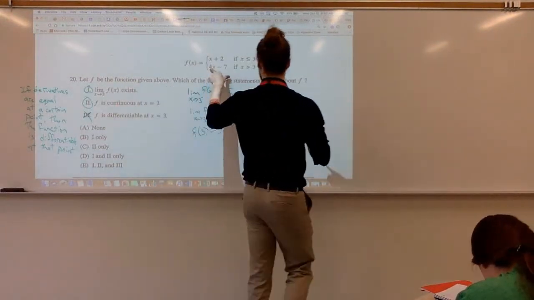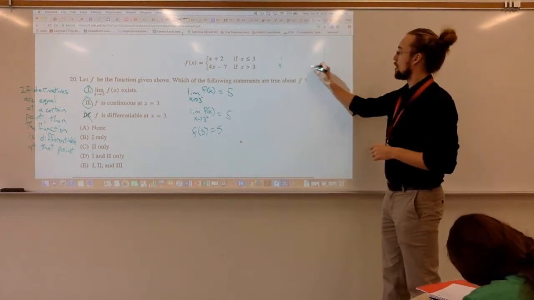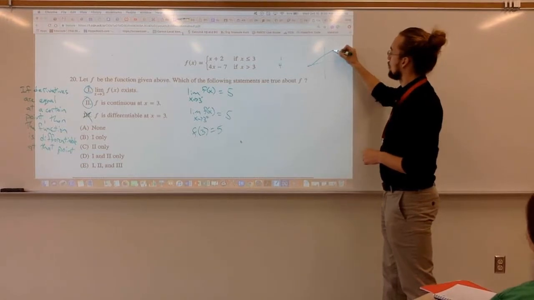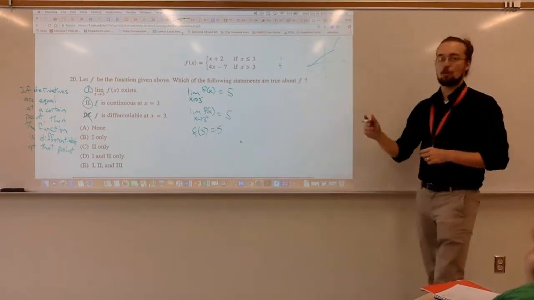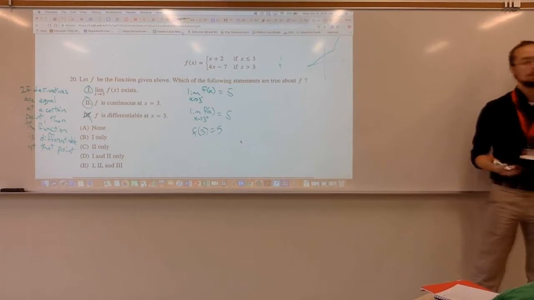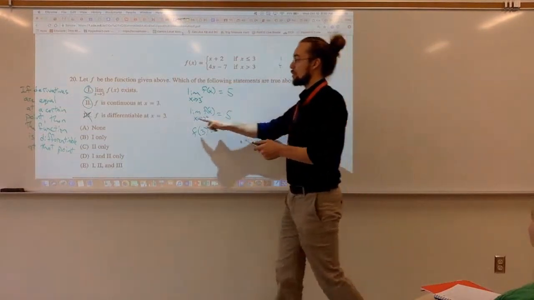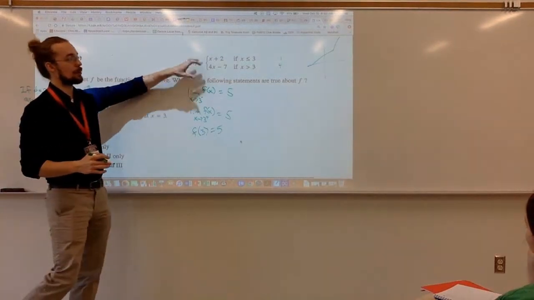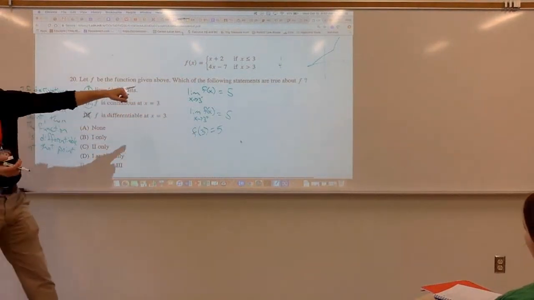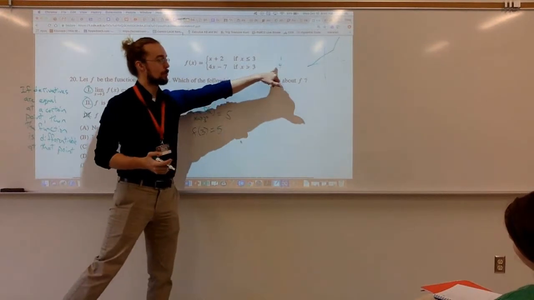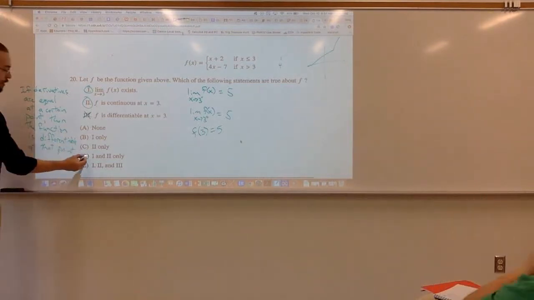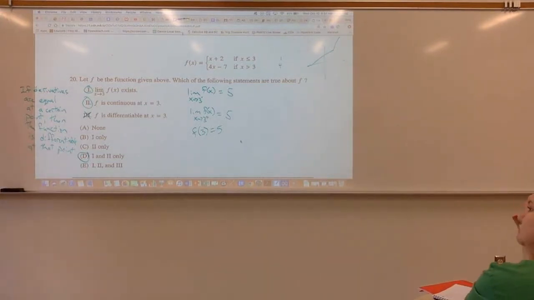If we think about what's going on here, if I've got a line with a slope of 1, and then I've got a line with a slope of 4, it's going to be a corner. Okay? That's what's happening. But using analytical methods, we don't have to know what it looks like. We can just say, well, the derivatives are not equal at that point, therefore the derivative doesn't exist. It's not differentiable at that point. So our answer here would be 1 and 2.